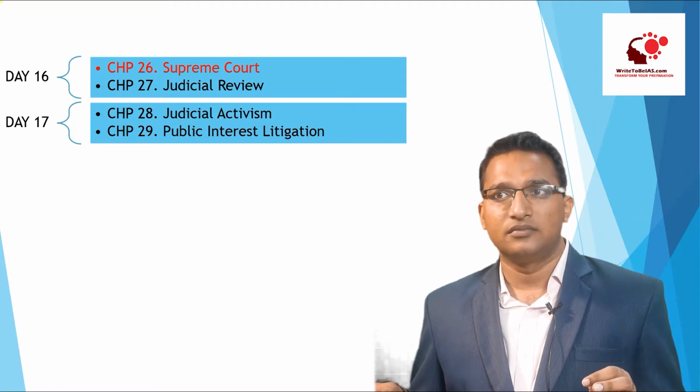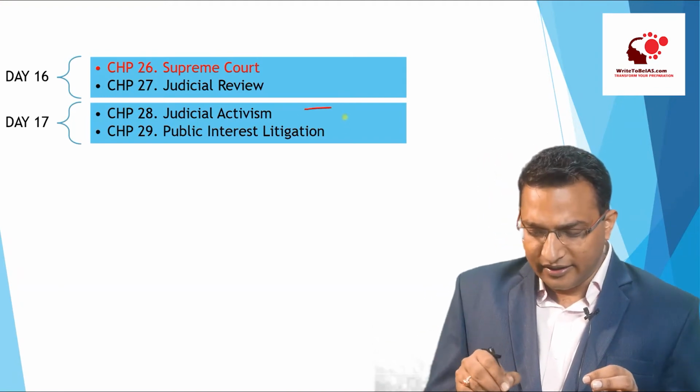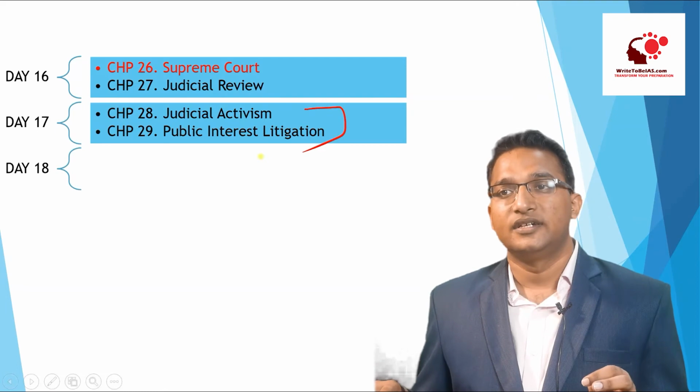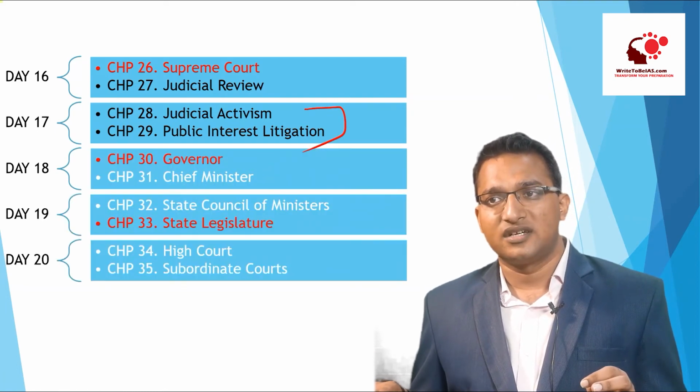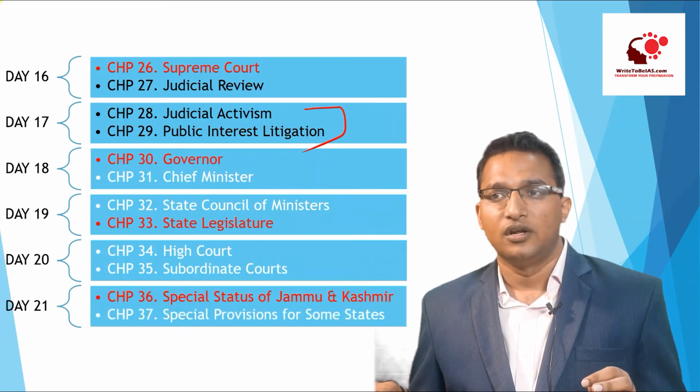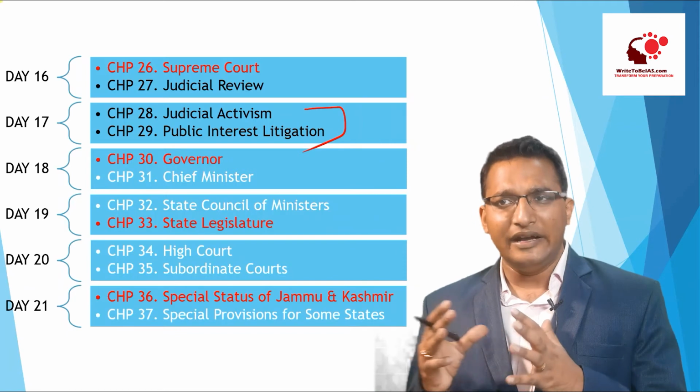Then judicial activism and public interest litigation, they are important for the mains. Then governor and chief minister, then State Council of Ministers, State Legislature, High Court, Subordinate Court, Special Status of Jammu and Kashmir, Special Provisions. So you can see that there are interrelated chapters.